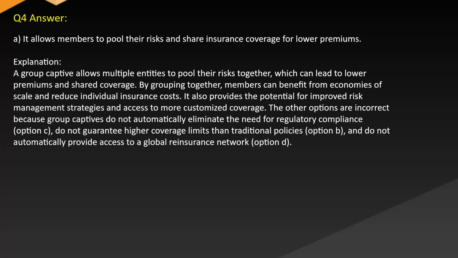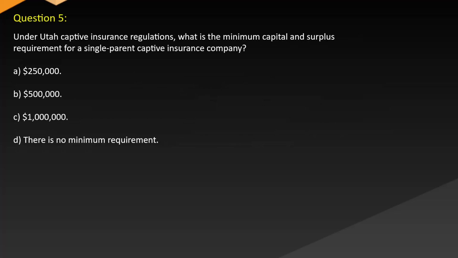The other options are incorrect because group captives do not automatically eliminate the need for regulatory compliance, option C, do not guarantee higher coverage limits than traditional policies, option B, and do not automatically provide access to a global reinsurance network, option D.